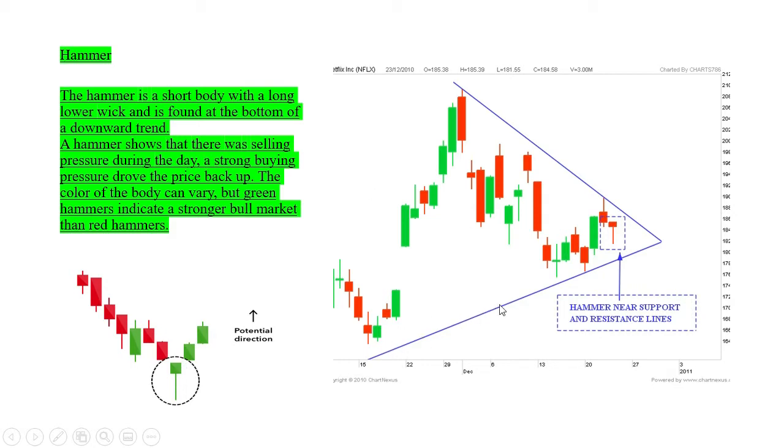So if we look here at the ascending triangle, actually a symmetrical triangle, we're going to get into this in later videos, but when you see a hammer form near a support, that is very bullish. You want to take that trade and set your stop loss right below it. So let's jump to the next candlestick.